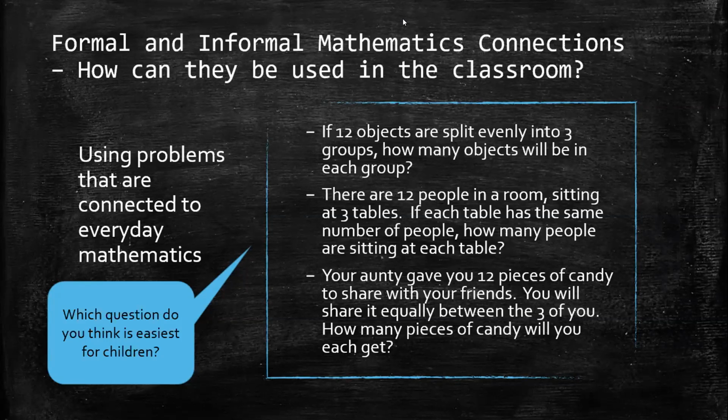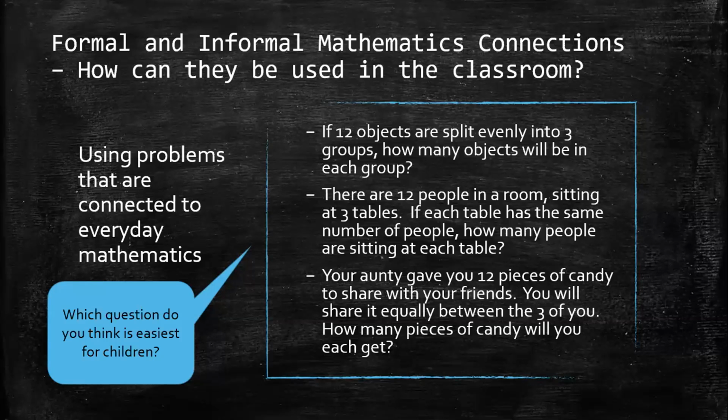Yeah, so it is likely that the third one is going to be the easiest to solve. The first one is a very typical classic word problem. It's decontextualized. It's rather abstract. Yeah, thank you. If they have an auntie, yes, that's true.